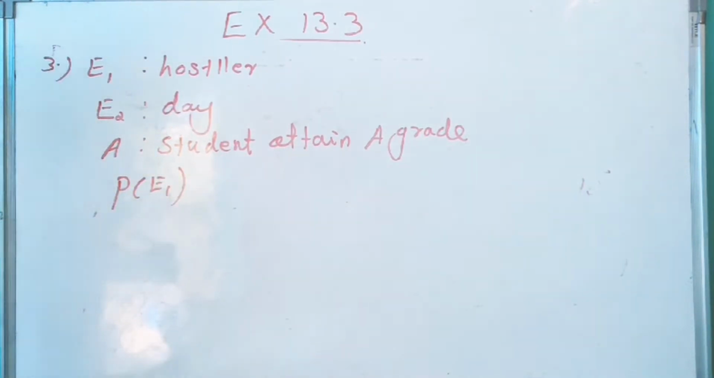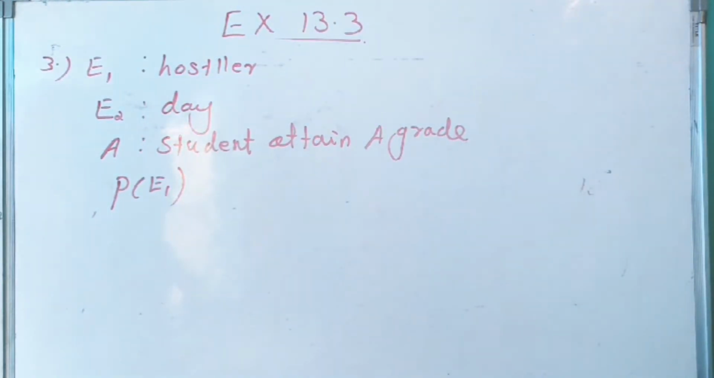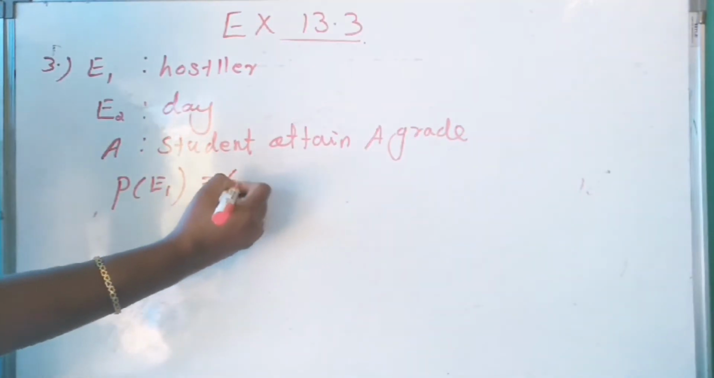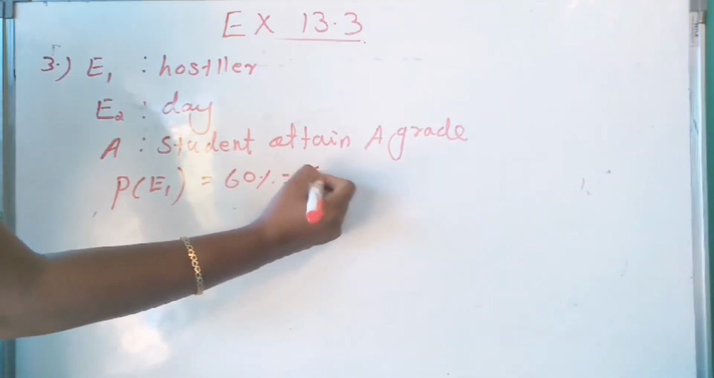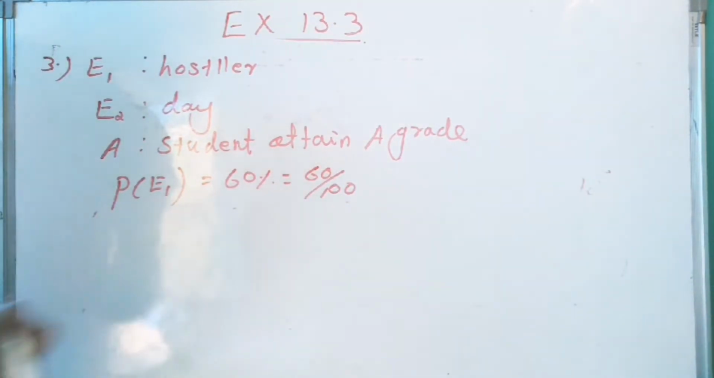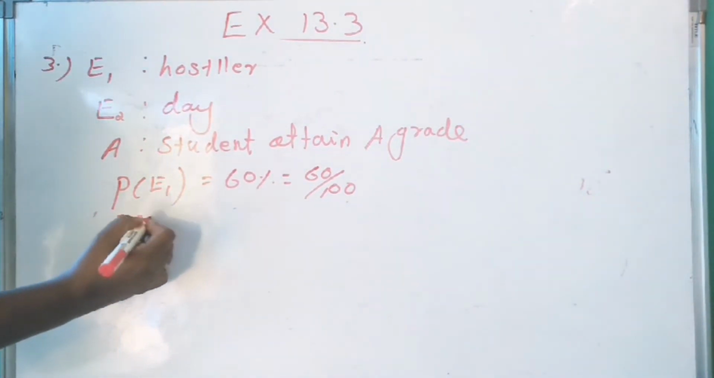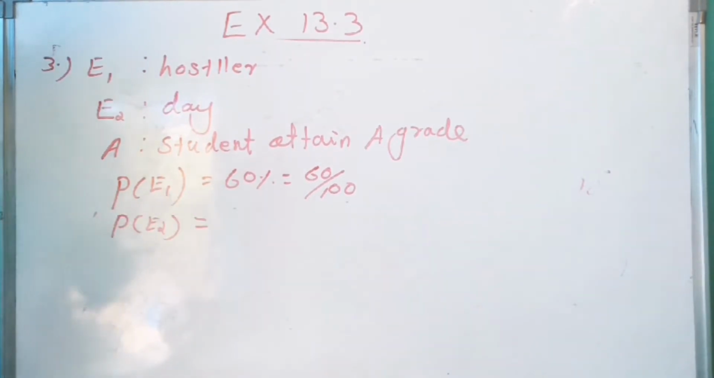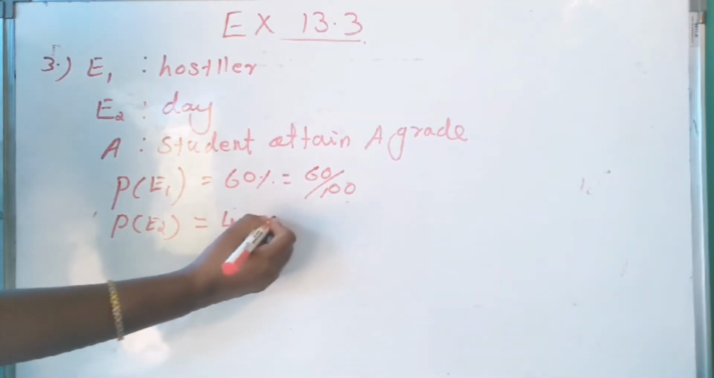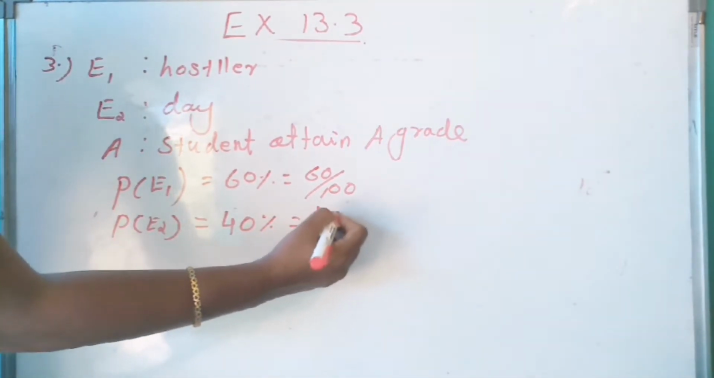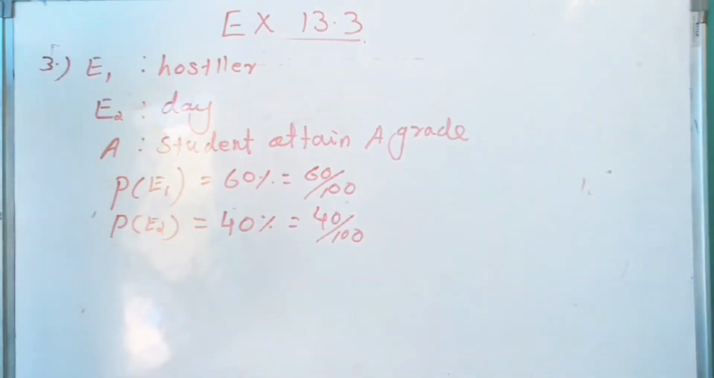Now, what is P of E1? That percentage is given. It is known that 60% reside in hostel. So, P of E1 is 60%, that is equal to 60 by 100. Now, P of E2. That is also given in the question. 40% are day scholars, that is equal to 40 by 100.